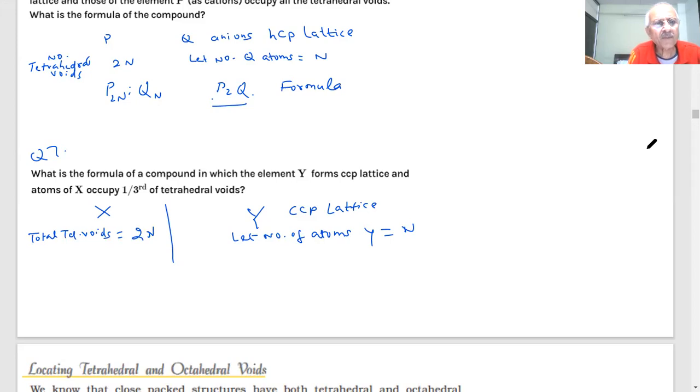How many are occupied? 1/3 of this. So then what does it become? X 2 by 3 n is to Yn. Now you have to remove the 3. Multiply by 3, then n will cancel. X 2 by 3 into 3 is 2, and Y 3. So the formula will be X2Y3. Is it clear, student, or is there any doubt?